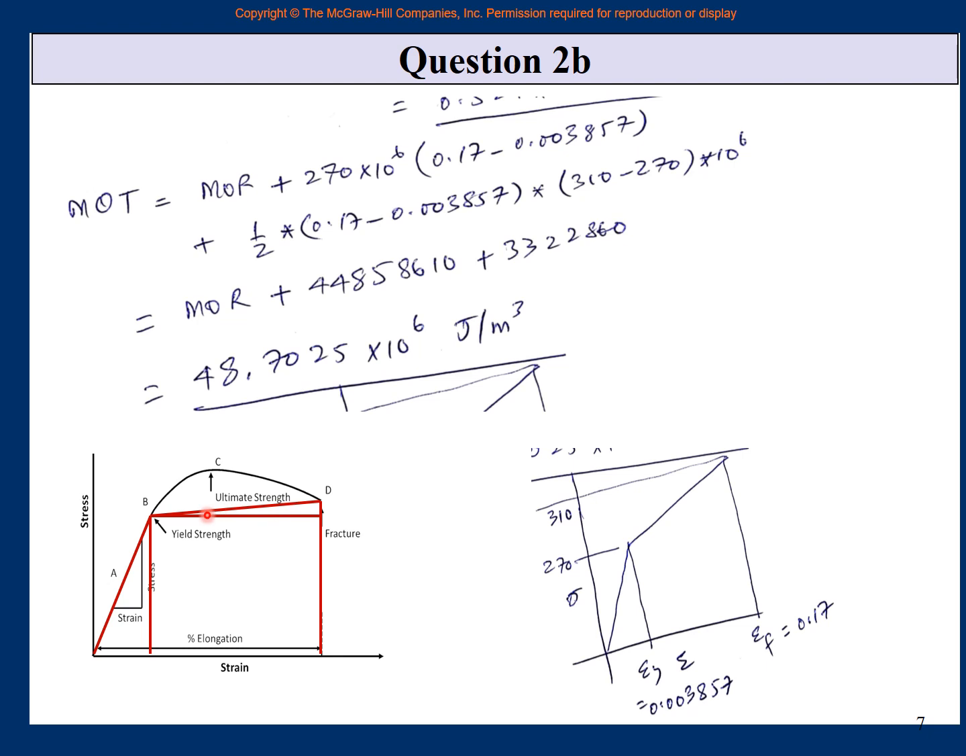Then a triangle. So again, half base into height. The base is again this, epsilon f minus epsilon y, which is given. And the height is the total length of this line, which is sigma f minus sigma y. Then you just do the calculations. So the total answer is 48.7025 megajoule per meter cube. Megajoule per meter cube, or the way I am writing, if you write into 10 raised to 6, then it is joule per meter cube.